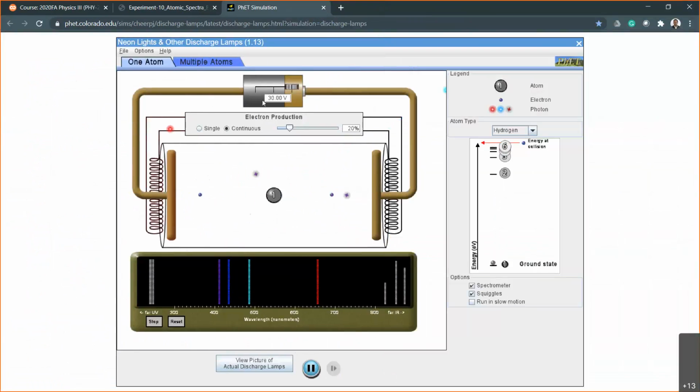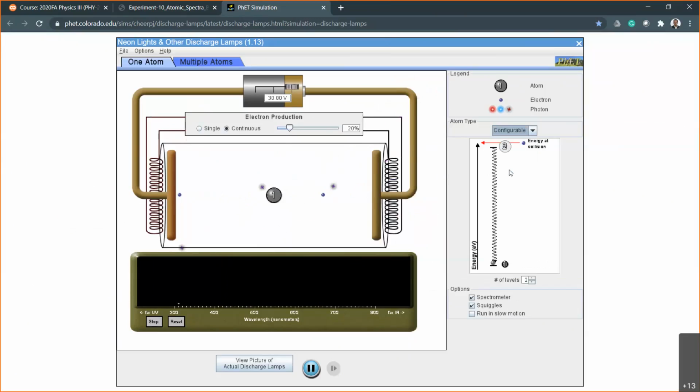Now, if I want to select a different element, on the right-hand side you can see the selection tool here. I can very easily choose at least 3 different types: mercury, sodium, neon, or I can actually configure anything I would like to study, right? That's also possible, including how many levels I need. I can define my atoms accordingly. But at least let's take a look at the other 3.